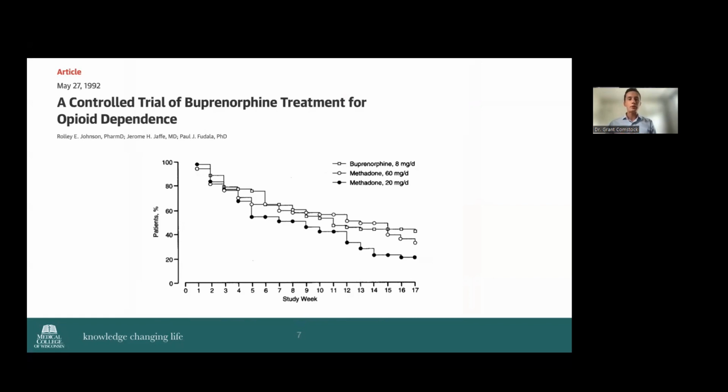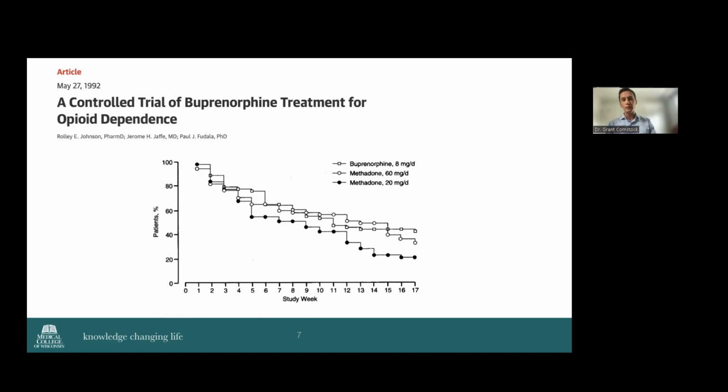So the first major trial that looked at buprenorphine in the setting of the treatment of patients with opioid use disorder, in this trial, it was IV heroin users. But the first trial came out in 1992. And this is one of three major trials that we'll talk about that the FDA really leaned on when it came to the approval of buprenorphine for the treatment of OUD.